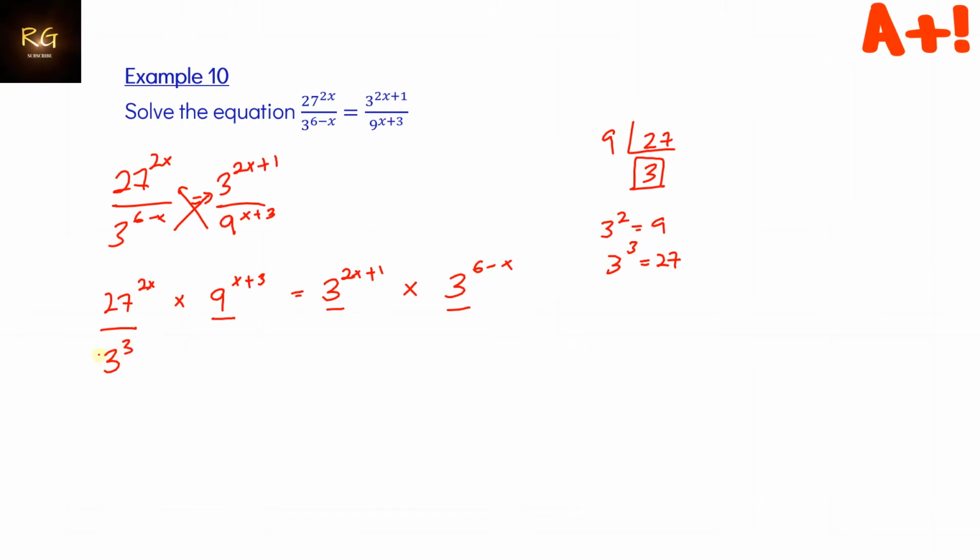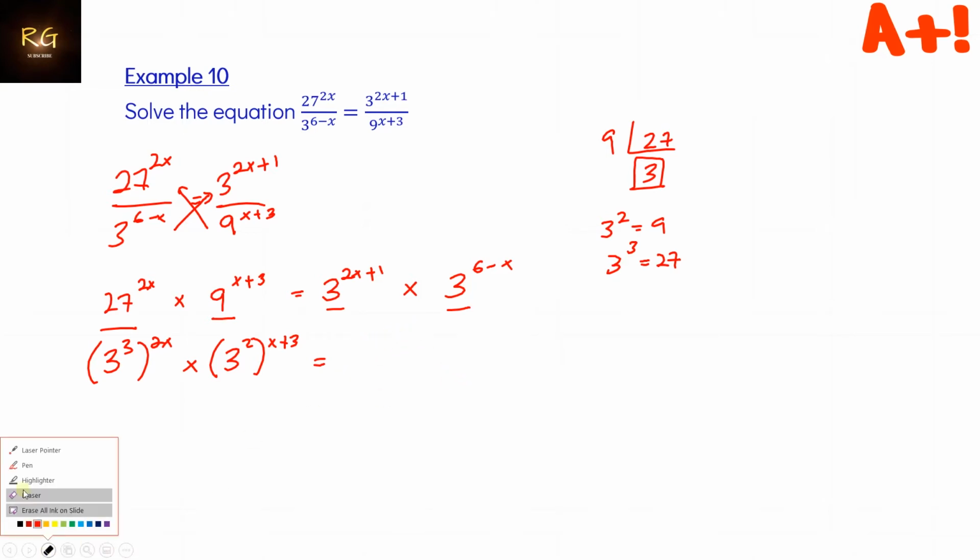3 to the power of 3, make sure to open and close bracket, copy back this 2x, and then multiply with this 9. Right now, we need to replace it with 3 to the power of 2. 3 to the power of 2, open and close bracket, x plus 3, don't forget the power again, and then copy back everything. 3 to the power of 2x plus 1, maybe we can equate this thing instead of rewriting.